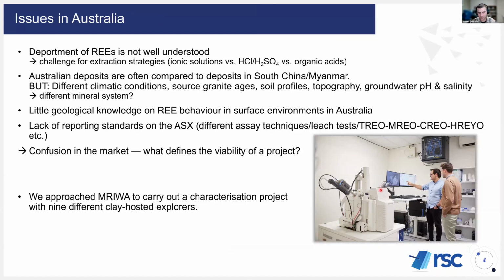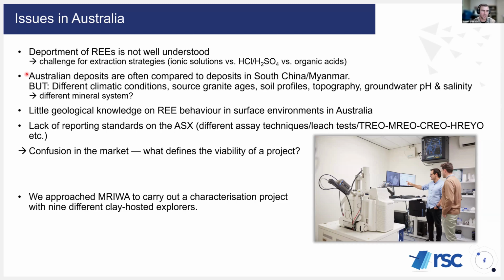Now, we've seen a lot of exploration activity then in Perth, and also seen a lot of issues by talking to a number of companies and our clients. And what we figured out then was the deportment of rare earth overall is not well understood, which leads to extraction issues. So you don't know whether you need to use ionic solutions, whether you need a bit of acid like HCl or sulfuric acid, or maybe even organic acid like citric acid, for example.